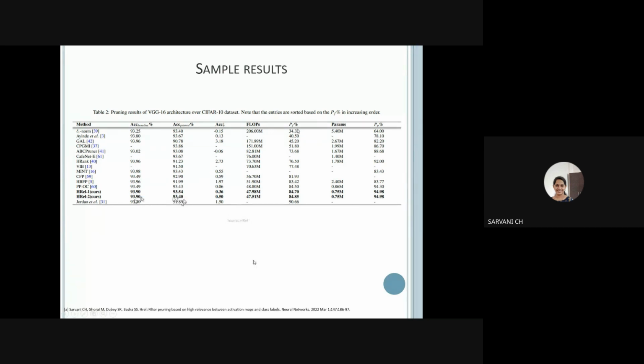Even in terms of FLOPs, you can see 84.85, around 85% of the FLOPs are removed. Floating point operations, 85% are removed, and still you can see the accuracy here, it is 93.4. So this is how you can get compressed models using these compression techniques, which are useful for deploying on edge constrained devices.